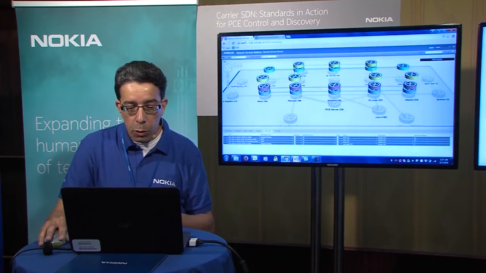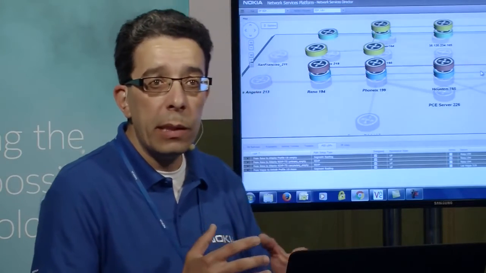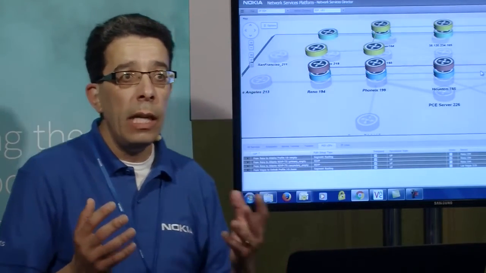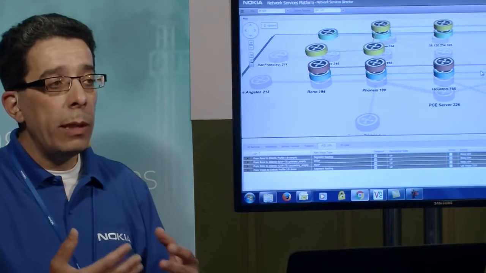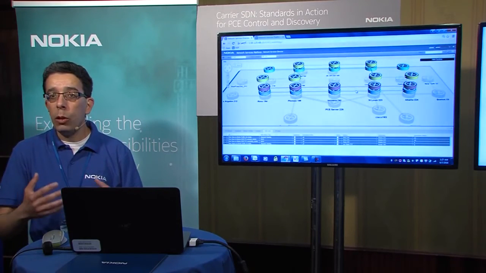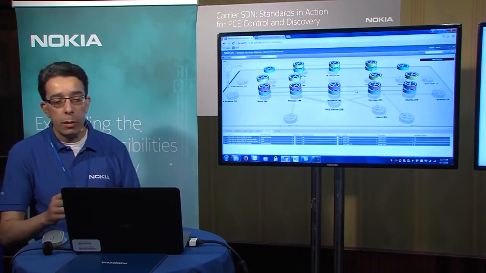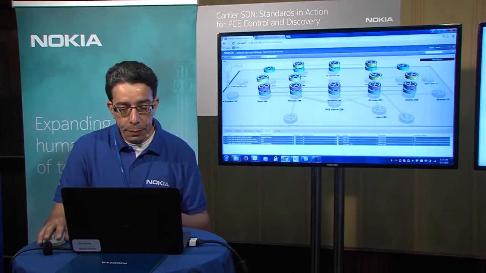So I'm going to fail this link in the core area, and then we'll see if the PCE will automatically react to this failure and actually compute a new path. And what I mean by that is the traffic for the service provider should not be interrupted. It should be a very hitless operation. So let's see if that works. And that's really the intent here.